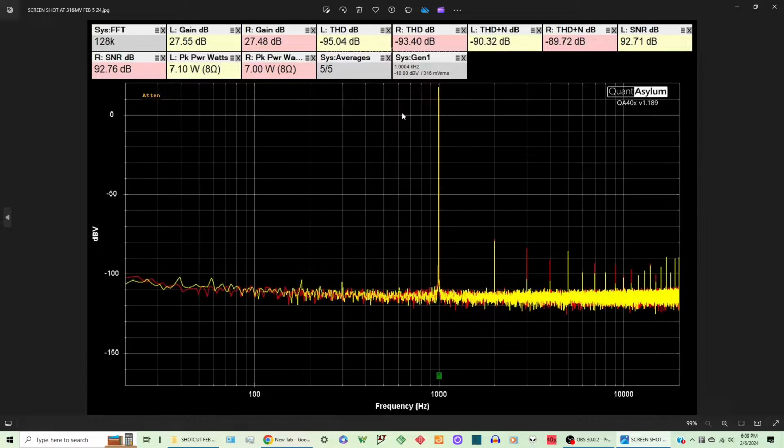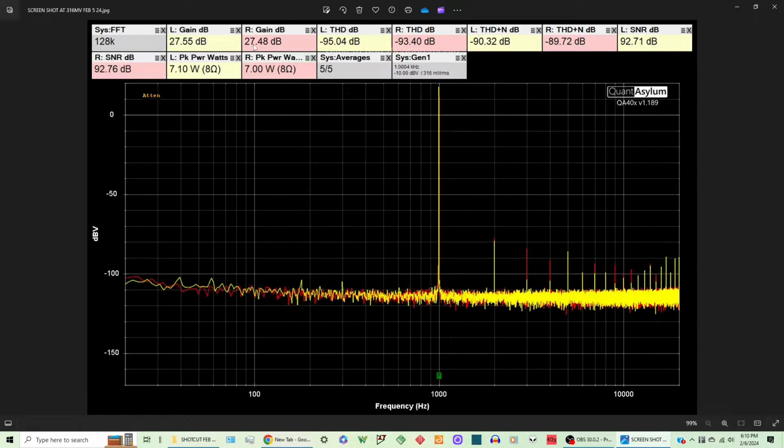All right, now here's the same board, the same test setup. The only thing we did differently is increase the output of the audio generator, or the QuantAsylum audio analyzer. We increased it from minus 20 dBV to minus 10 dBV, or in other words, 316 millivolts. In other words, we've increased the output from 100 millivolts to 316 millivolts. That is the output of the analyzer, or the input to the board. Same difference. Let's take a look.